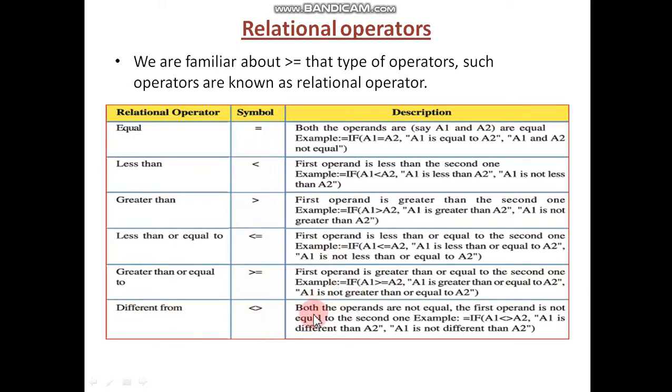Now, what is different from? Both the operands are not equal. The first operand is not equal to the second one. Example: equal to IF A1 is different from A2, A1 is different than A2, and A1 is not different than A2.